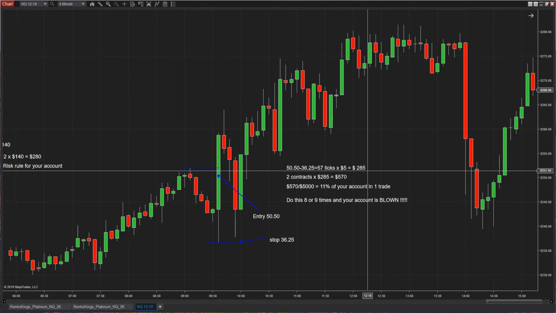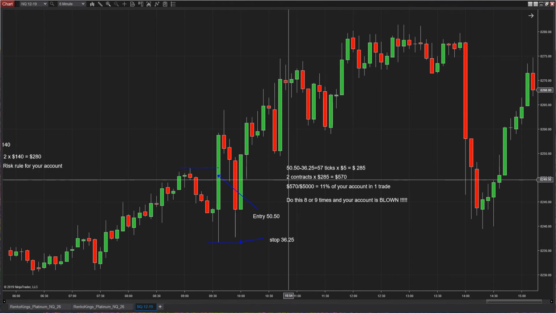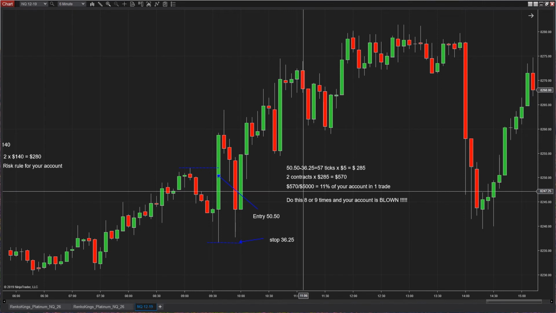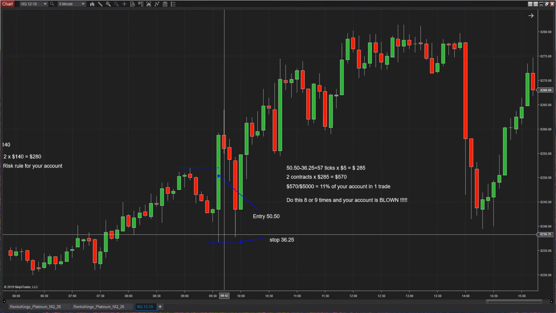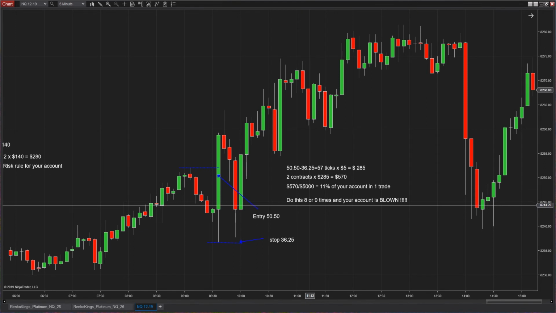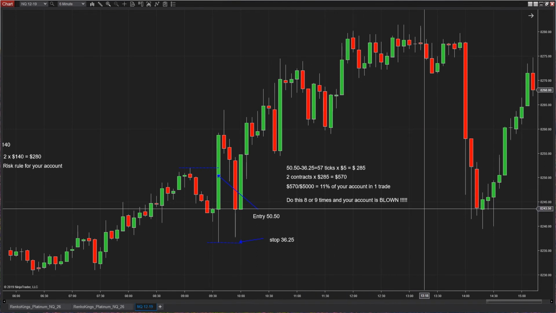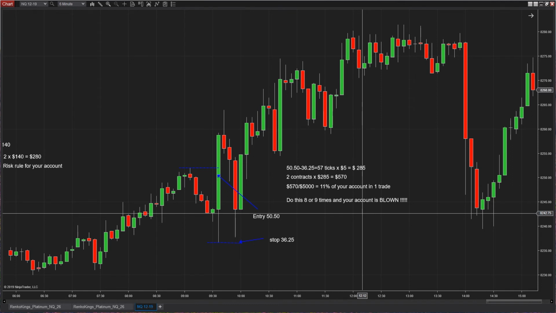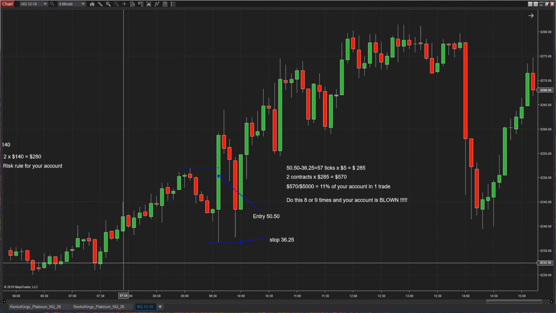Well, if you're not paying attention to what your risk is, because day trading happens and moves so quickly, and you go ahead and place 2 contracts again, now you're at $570 worth of risk. Okay, well, 570 divided by a $5,000 account is 11% of your account in one trade. If this trade goes bad, you only have to do that 8 or 9 times and you've blown up your account. Okay, so trading is more about understanding the risk than it is about the actual setup and taking trades. And a lot of traders don't understand that.